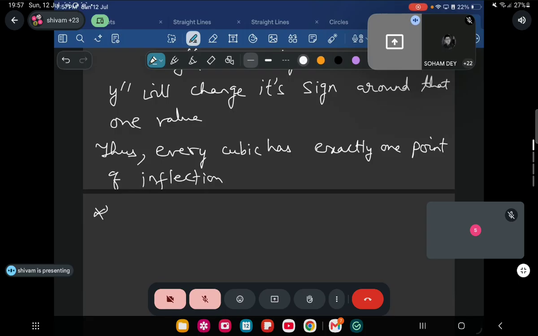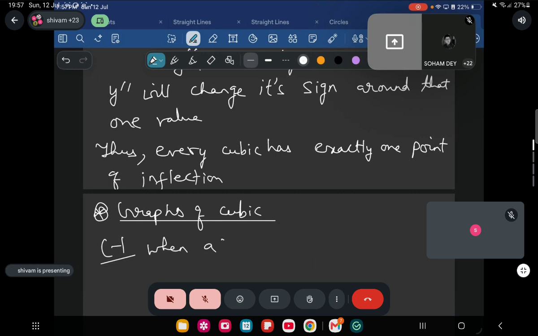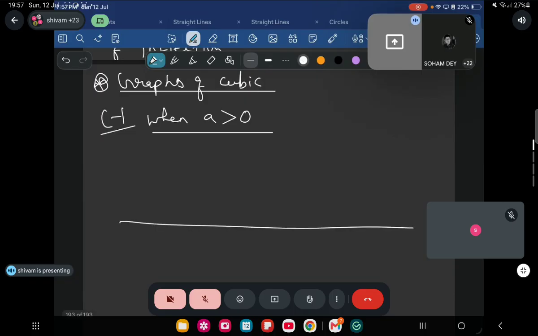Next, graphs of cubic. Pay attention, everyone. Case 1. When a is greater than 0. Coefficient of x cube is greater than 0. That means the graph will come from negative infinity. Right, are you getting? Tell me. This is how the graph will look like.